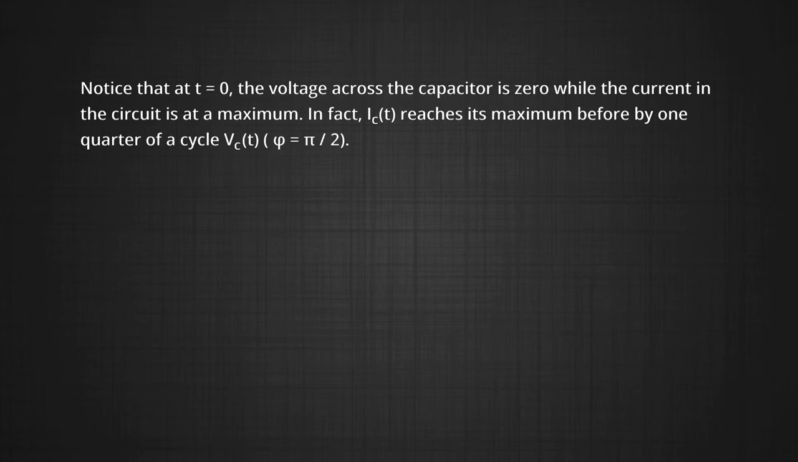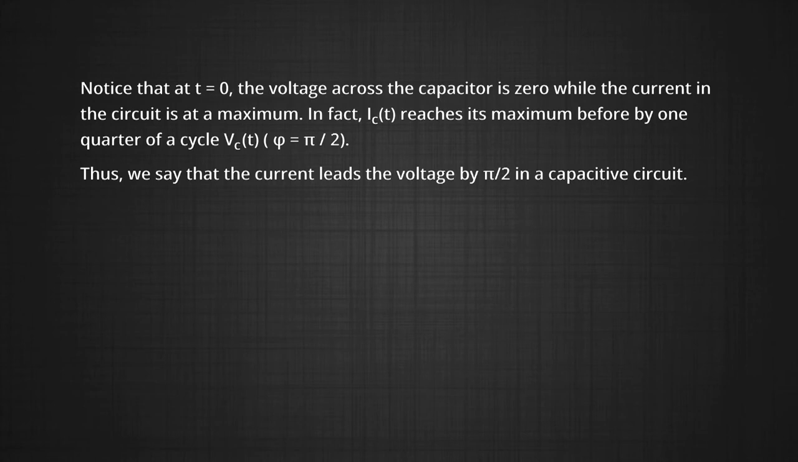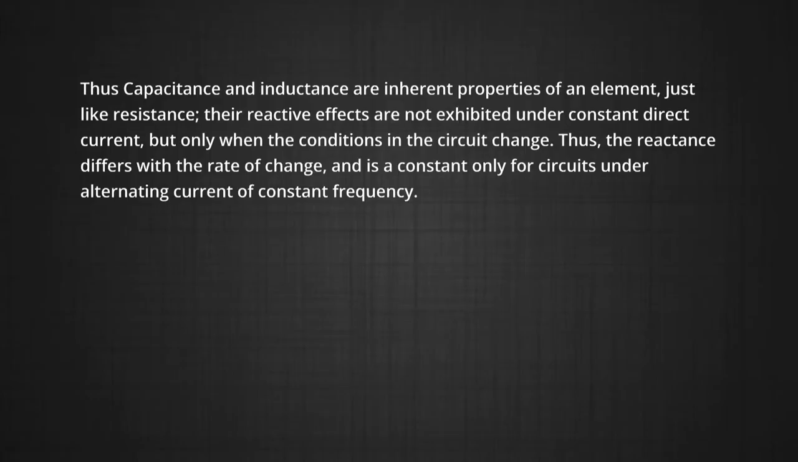In fact, Ic reaches its maximum before Vt by 1/4 of the cycle, as phi is equal to pi by 2. Thus, we say that the current leads the voltage by pi by 2 in a circuit when a capacitor is used. So, here we can summarize that capacitance and inductance are inherent properties of an element just like resistance.